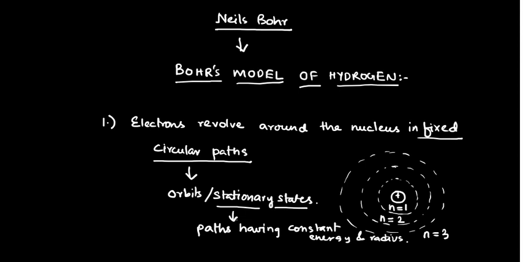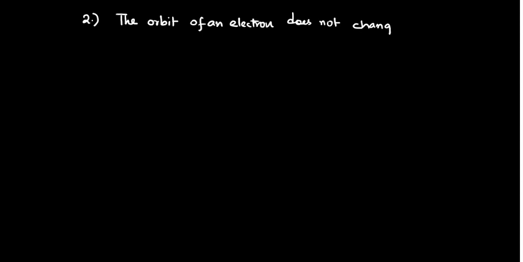Now, what about the second one, the second postulate? The second postulate states that the orbit of an electron does not change unless energy is absorbed or emitted.